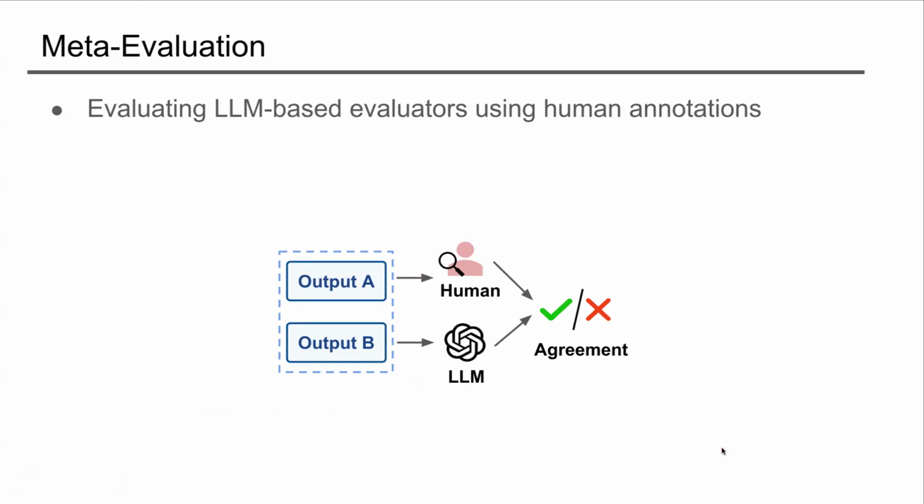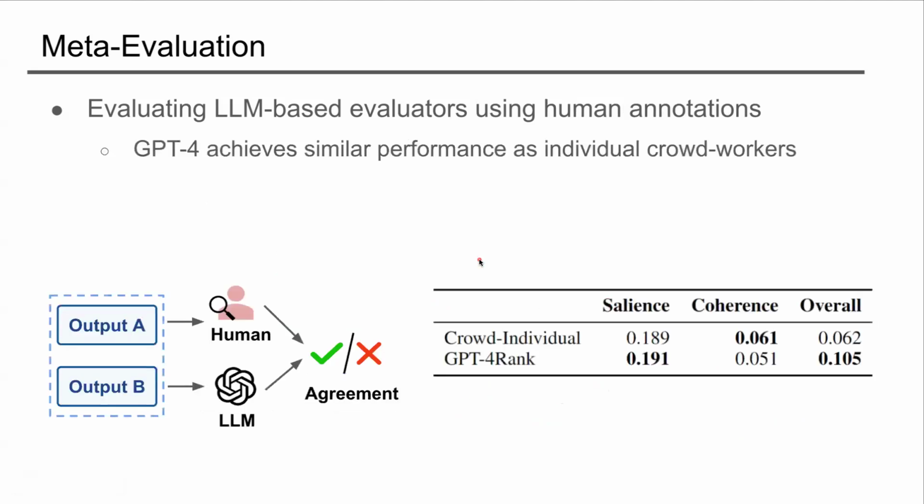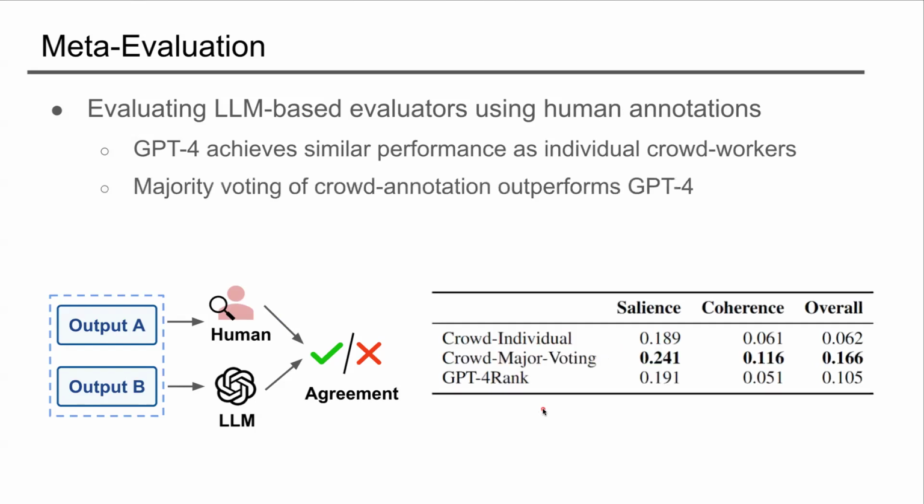And we measured the agreement between the LLMs and the humans at the instance level. So for each instance, we look at the outputs and see which one the LLM agrees with the human on and which one it doesn't. These are Krippendorff's alpha numbers. We see that for individual crowdsourced annotators, GPT-4 actually has better correlation. However, if you use majority voting, the crowdsourced annotators are still better than GPT-4.